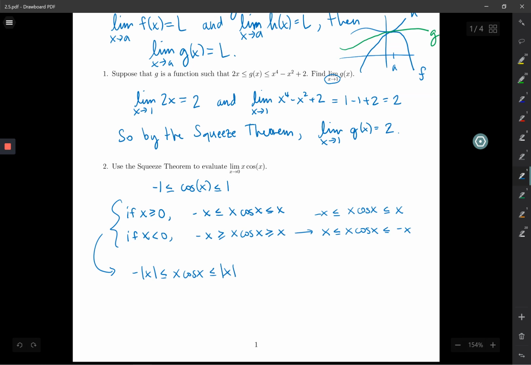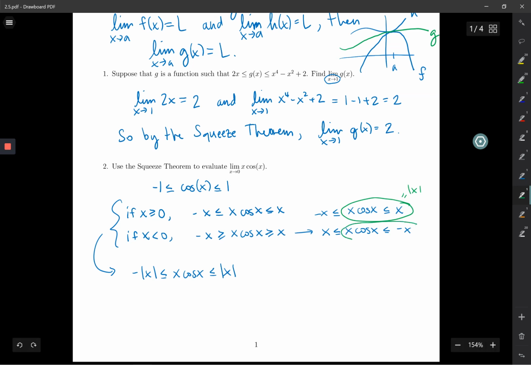Okay, so let's look at the right hand side of this inequality. So if x is greater than or equal to 0, then x cosine x, let me just circle the part I'm focusing on right now, then x cosine x is less than or equal to x. Now, since x is greater than or equal to 0, this is the same as the absolute value of x, right?